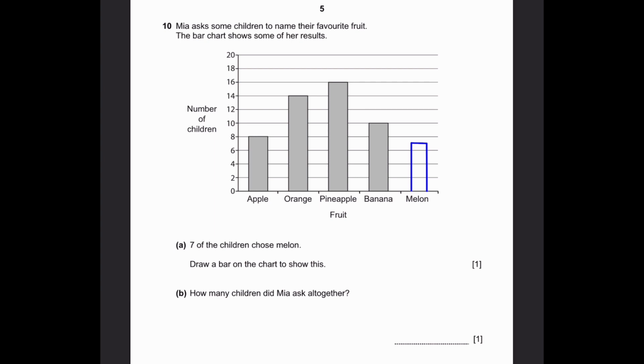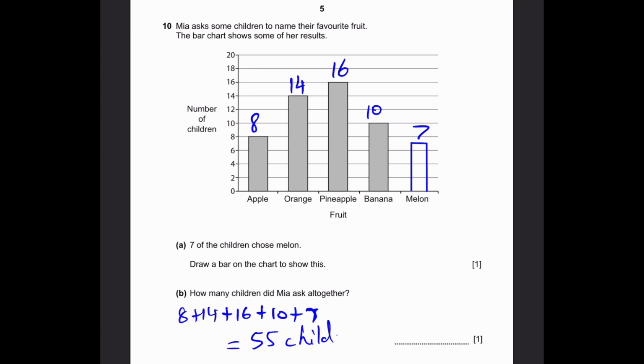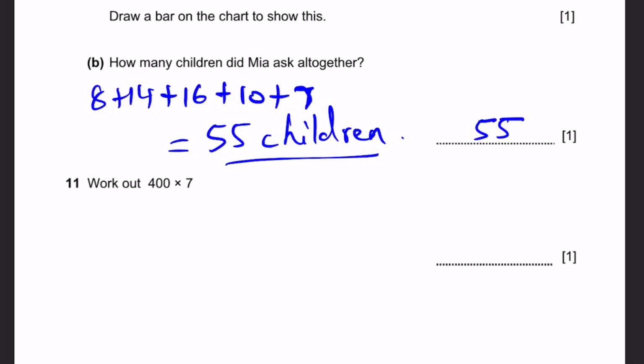How many children did Mia ask all together? So for apple, it's 8, orange, it's 14, pineapple, 16, banana, 10, and melon, 7, right? So total will be 8 plus 14 plus 16 plus 10 plus 7. And if you add it all up correctly, you'll get the answer as 55 children. That's the answer.